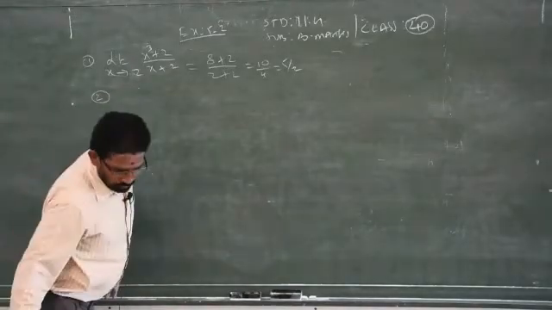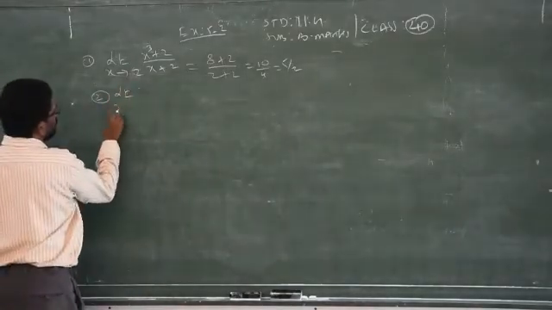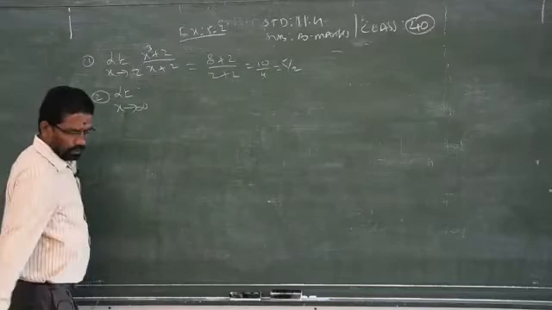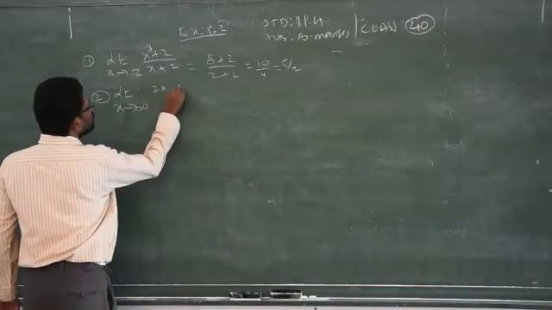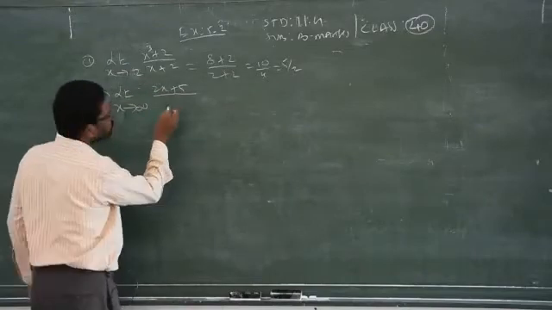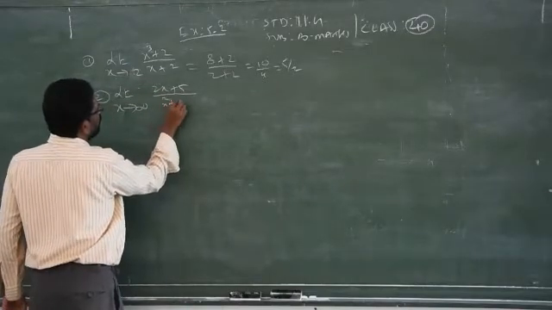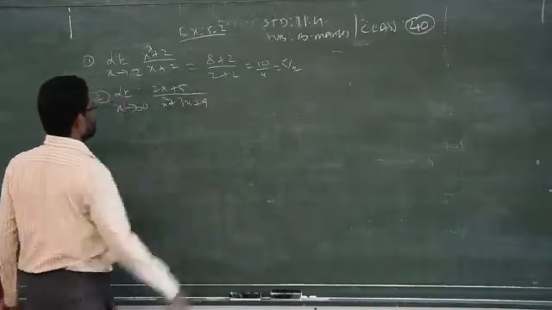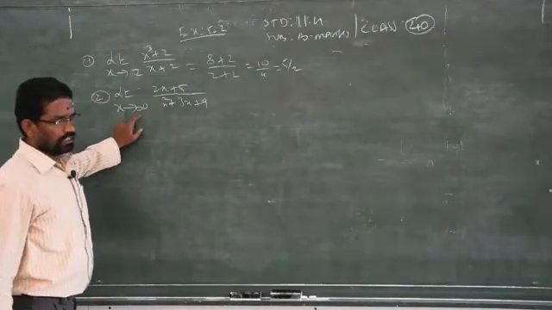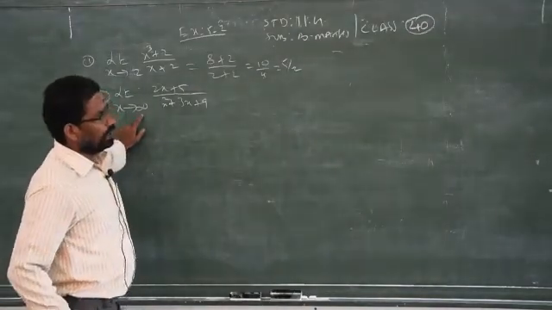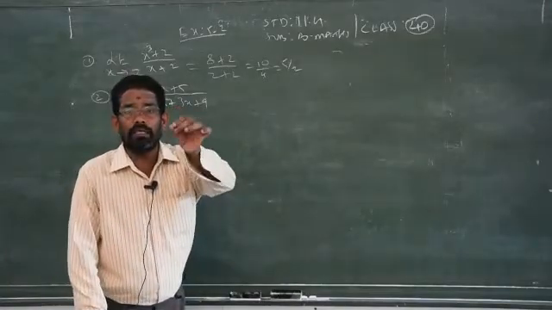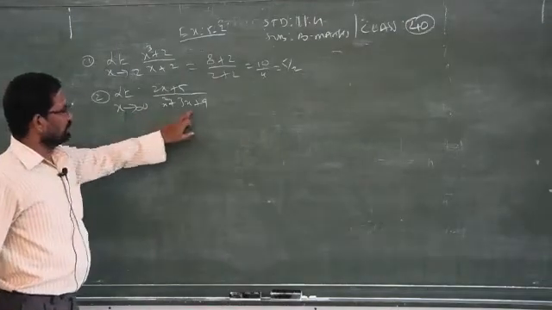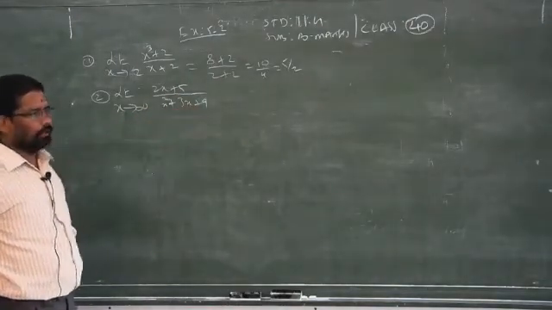Question number 2. Limit, LIM or LT, it doesn't matter, x goes to infinity. The function given is (2x plus 5) by (x square plus 3x plus 9). Now you have to replace. When x leads to infinity, your aim is to bring the variable into the denominator. You cannot factorize here. Is it possible to factorize? It is not possible.